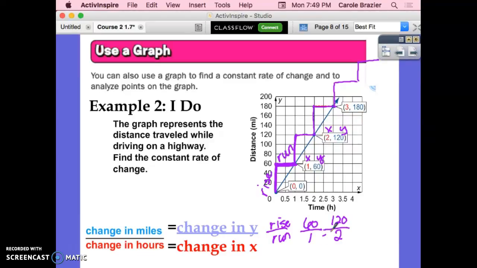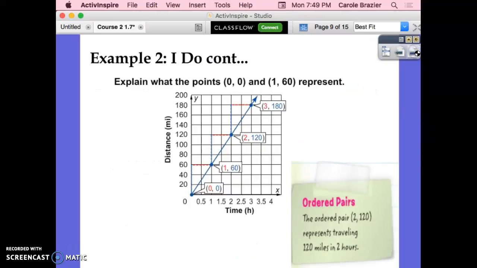They all end up being the same, except I would like you guys to start knowing that instead of just a constant rate of change, this is your slope. It'll be hit really big into 8th grade, and it's just a good term to know. So slope and constant rate of change mean the same exact thing, but make sure you have them both in your notes. Okay, so explain what the ordered pairs 0, 0, and 1, 60 represent.